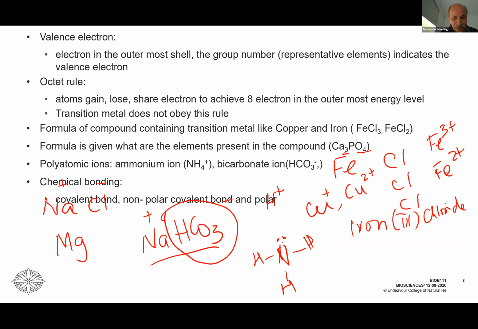Chemical bonding, which is a bit challenging. Covalent bonding, what is a covalent bond? Sharing of electrons. It can be equal sharing or it can be unequal sharing. If it is equal sharing, then it is known as nonpolar bonding. And if it is unequal, then it is known as polar covalent bonding. I will explain that using some examples. Ionic bond is between oppositely charged ions.